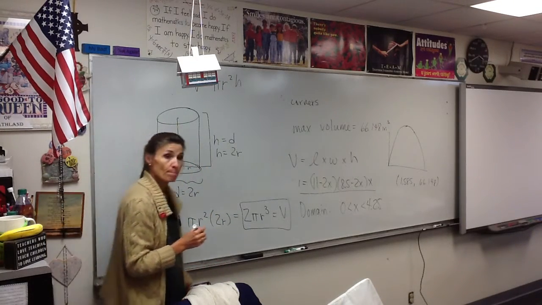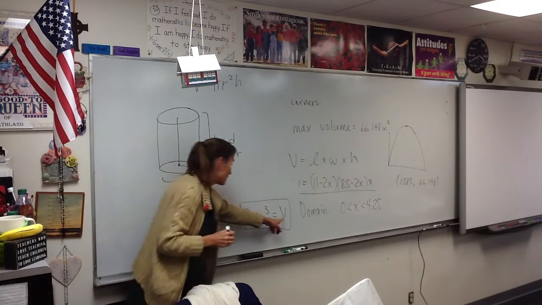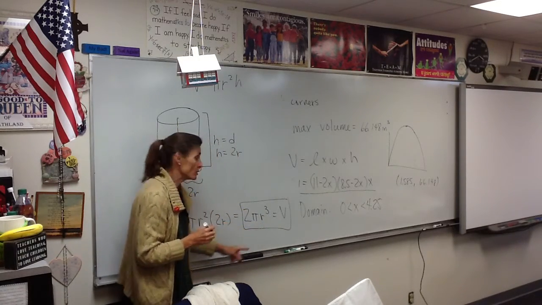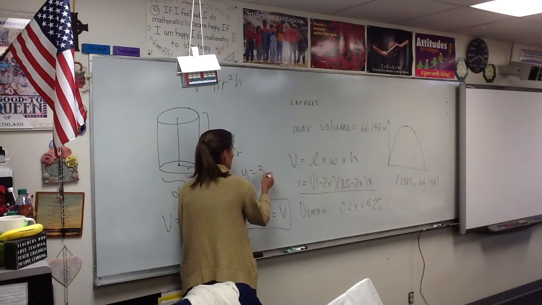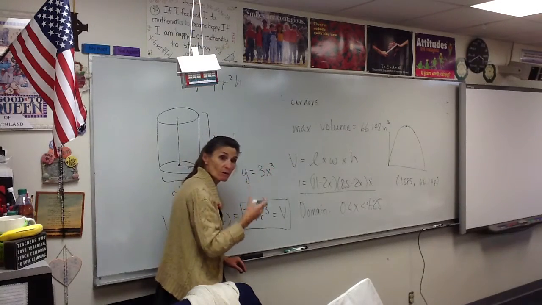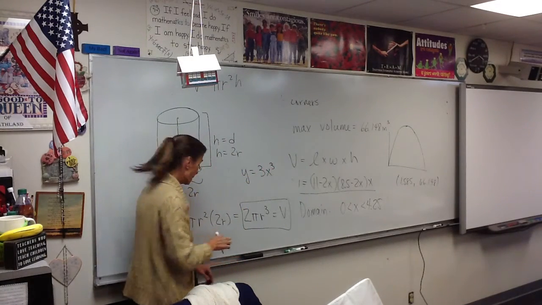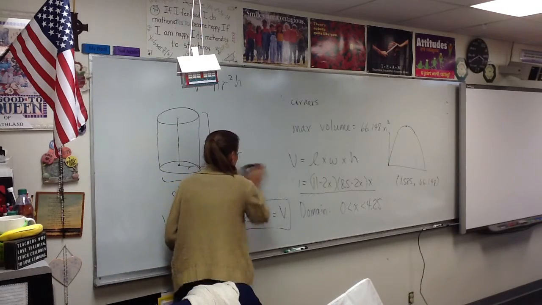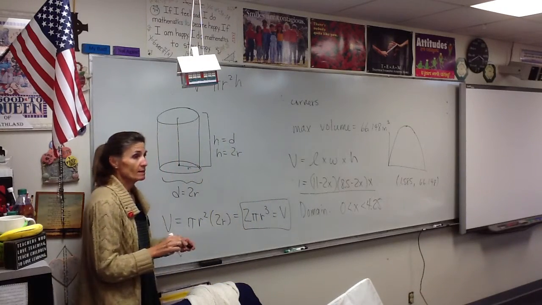Yep, that would be a function. This is like y, and that's like x. So it's really no different than y equals 3x cubed. It would just be a variation of the cubing function. Now, that wasn't so hard, was it? That wasn't hard at all.